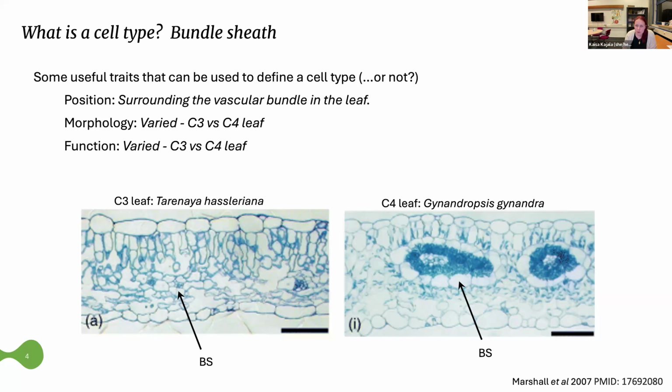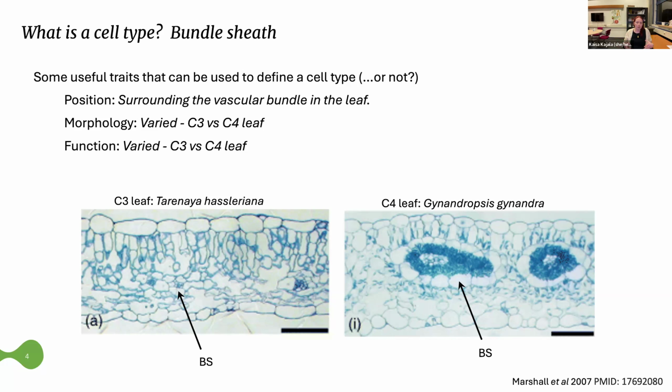So you see the enlargement of the cell, as well as increased numbers of chloroplasts clustered around the vein here, so the darker dots in the cell. And in some lineages of C4, you also see tuberization. So you have this really diverse morphology and function, but everyone always talks about them as bundle sheath cells.